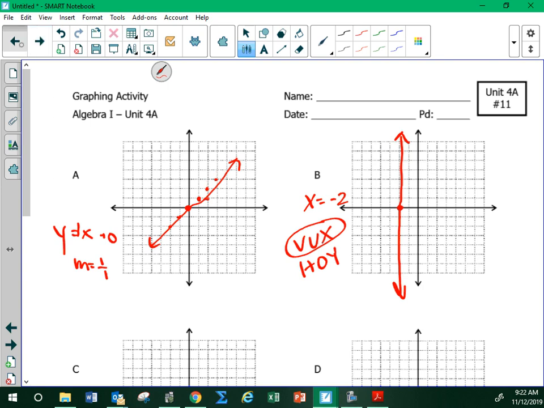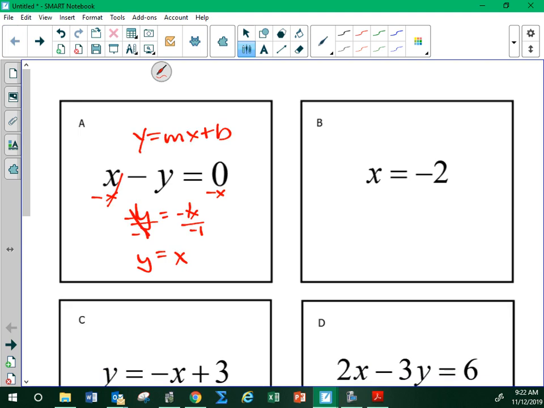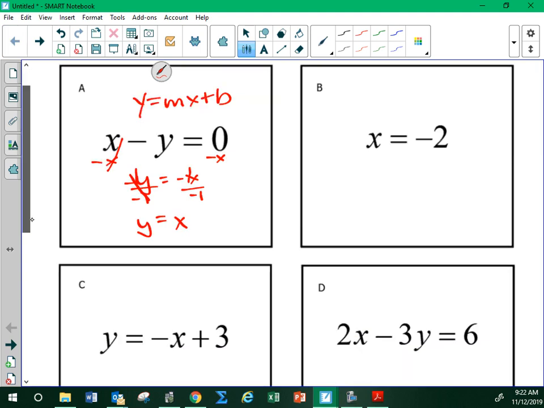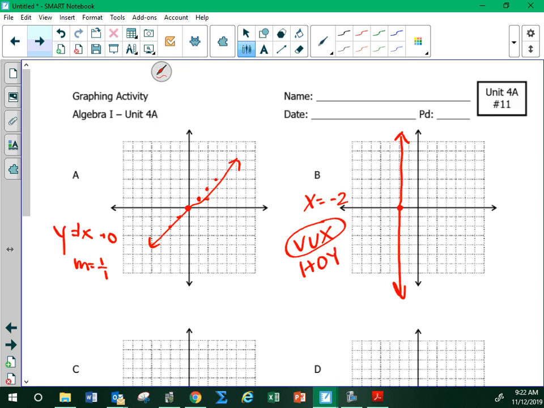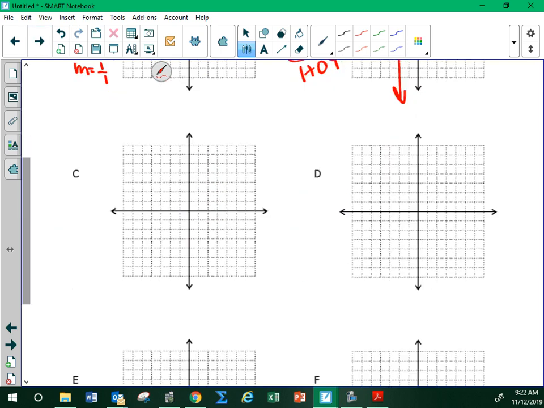Okay, let's do one where we have to solve for y a little bit more. Let's take a look at letter D. So it says 2x minus 3y equals 6. I'm going to go and write that on the other one. 2x minus 3y equals 6. This is D. Okay. And this is, again, what we're doing for our mini quiz. We'll do this one and we'll transition to our mini quiz.